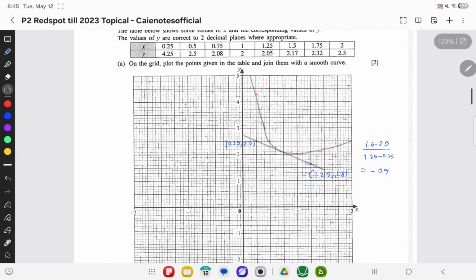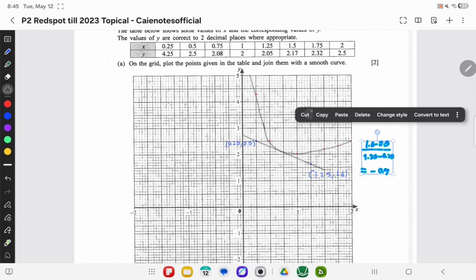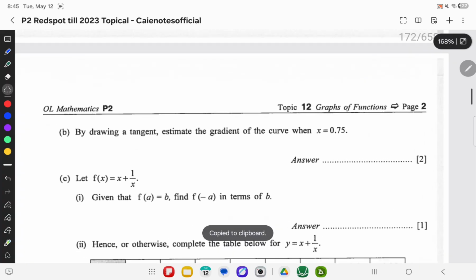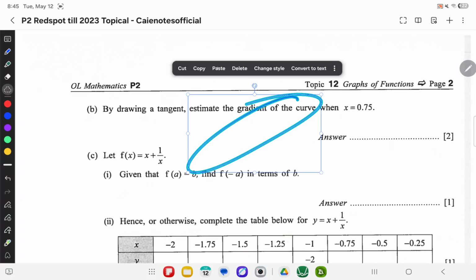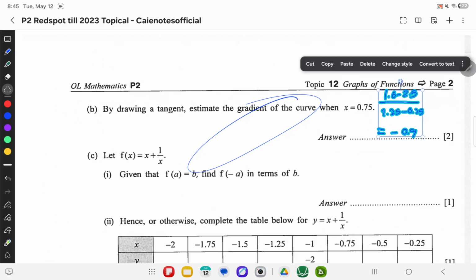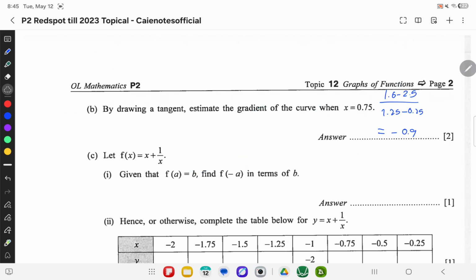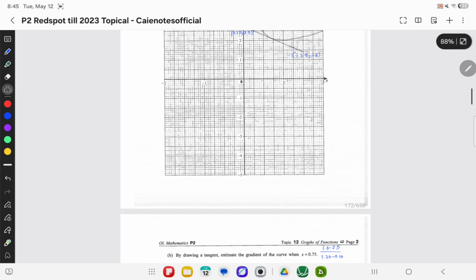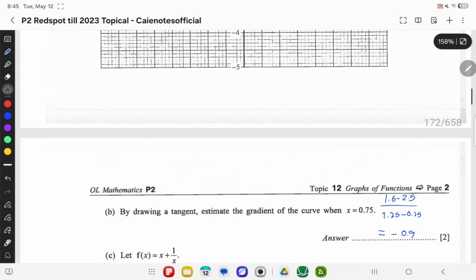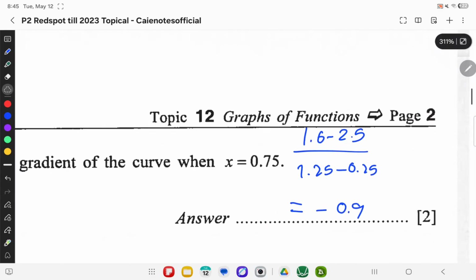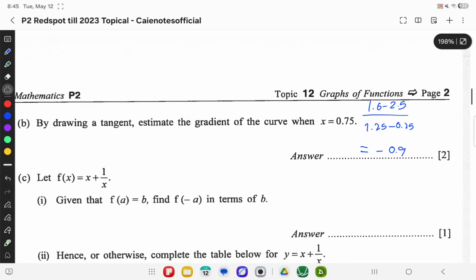You've got to show your working. Remember, I'm just doing it here because I do not have any space. But you've got to show your working if you have space. This barely has any space. But onto the side, yes you can. But do not write on this margin. Here our answer is negative 0.9.